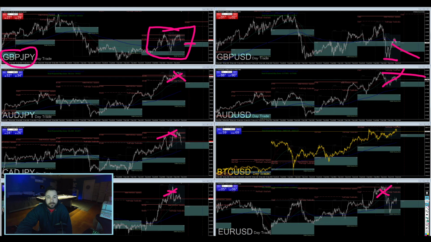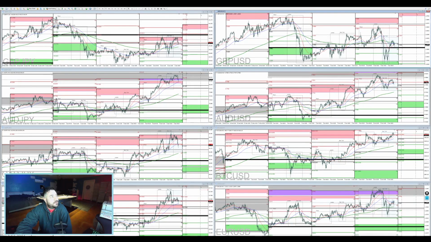So what else? Double check. Yep, everything hit. Oh, you know what? Euro yen. Okay, no, I was wrong. Euro yen still hasn't hit the weekly take profit. That's still going. So we've got the Euro yen still going.